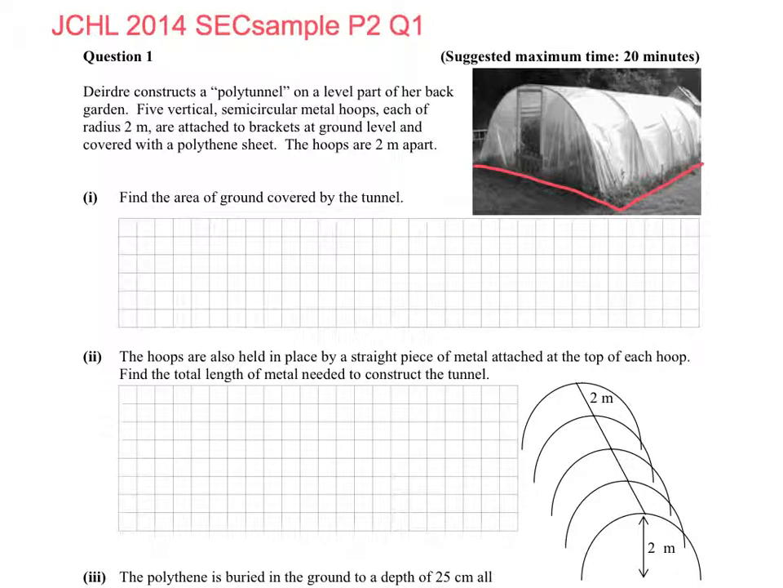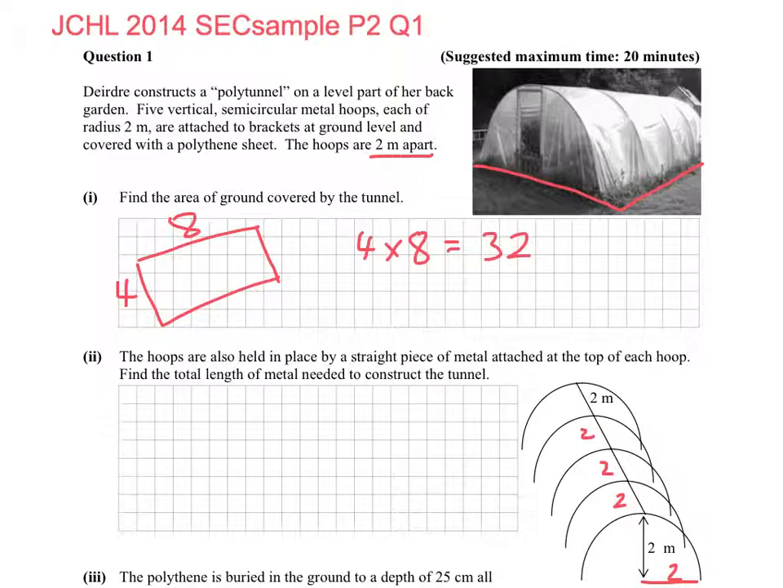So on the diagram at the bottom, we note key things. The hoops are 2 meters apart, so each of those gaps there are 2 meters apart. So we have a length of 8, and the radius of these hoops are 2, so the diameter of a semicircle is 4. So the area is length by width, which is 8 by 4, which is 32, and it's in meters, so area is meters squared.